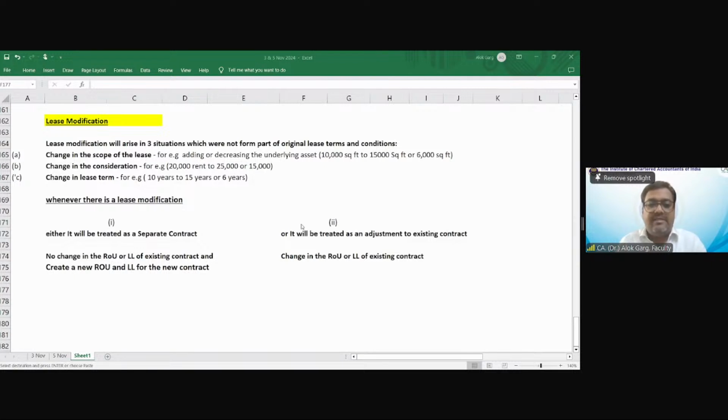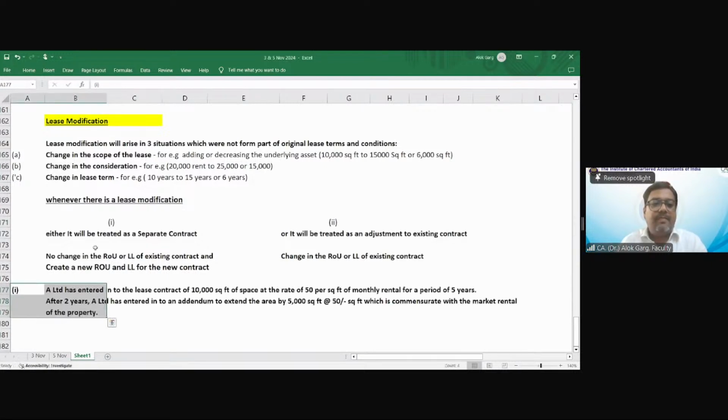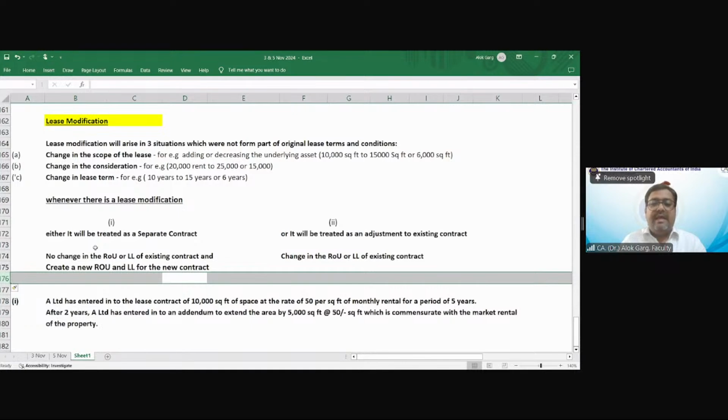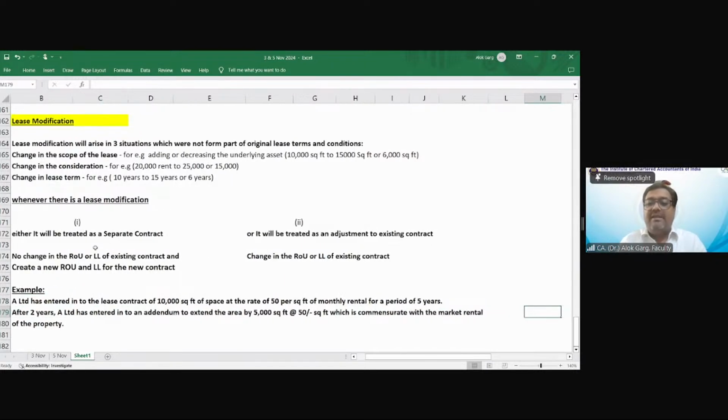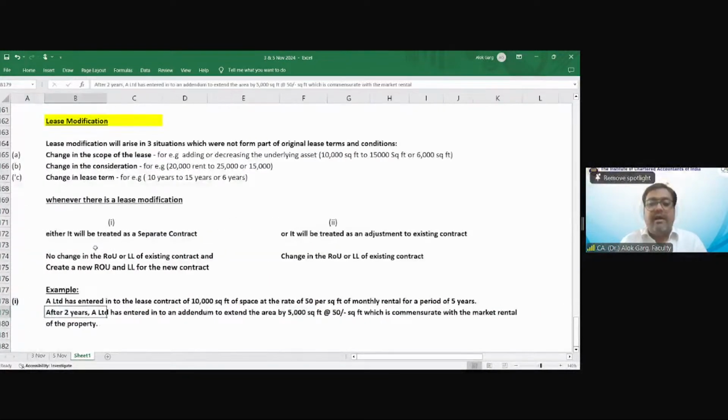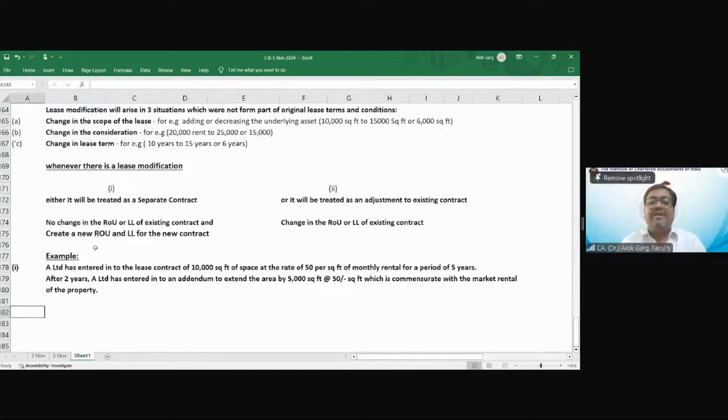Okay, so let's put one question here. A Limited has entered into a lease contract of 10,000 square feet of space at the rate of 50 rupees per square feet of monthly rental for a period of 5 years. After 2 years, A Limited has entered into an addendum to extend the area by 5,000 square feet at the rate of 50 rupees per square feet, which is commensurate with the market rental of the property. Now, what is the treatment of this modification?